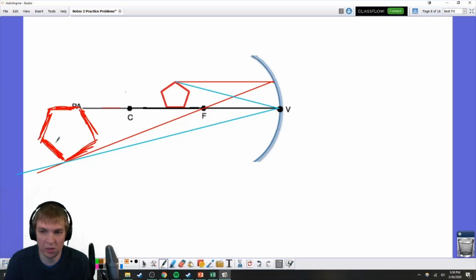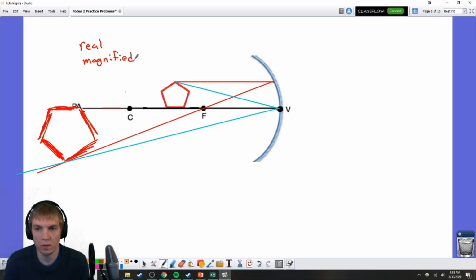Well, is this pentagon upside down in relation to this one? Yes, it is. So this is going to be a real image. And is it magnified or reduced? Well, it's magnified. And we know that because it's still between the center of curvature and the mirror. We reviewed that in the notes as well.